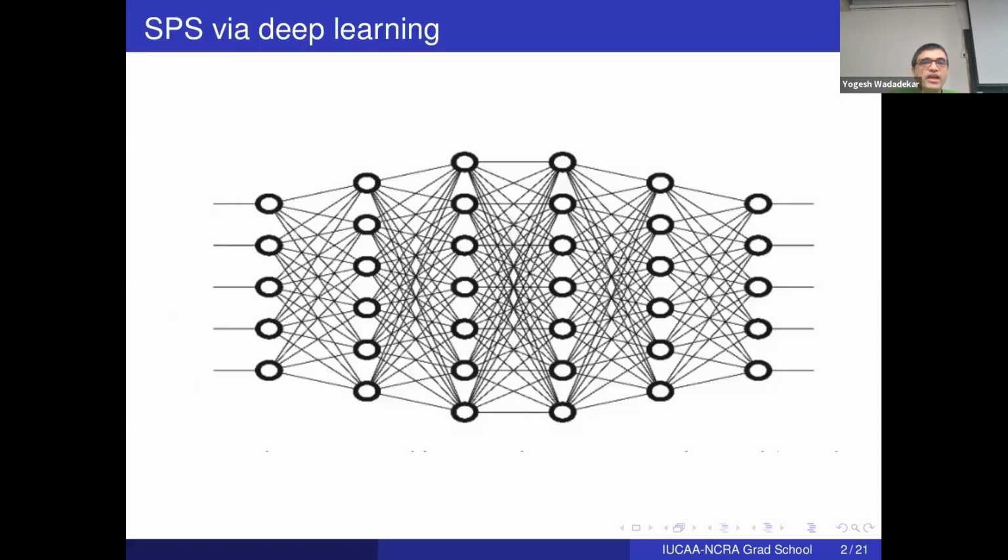this doesn't have any knowledge of the physics. Whereas your stellar population synthesis models are based on the physics of stars, right? In physics of the dust. This is just completely blind.